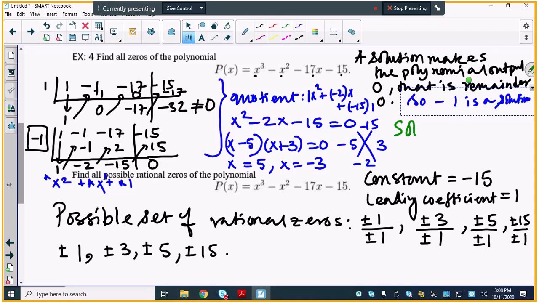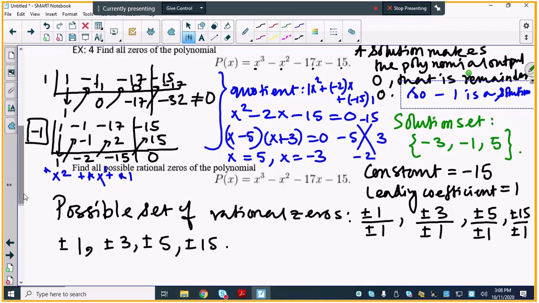If someone asked me to write down the solution set of real solutions, I would say, well, writing in increasing order, the lowest possible solution is negative 3, then negative 1, and then positive 5, and I'm done. And we're going to try to understand this process by doing a couple more examples.